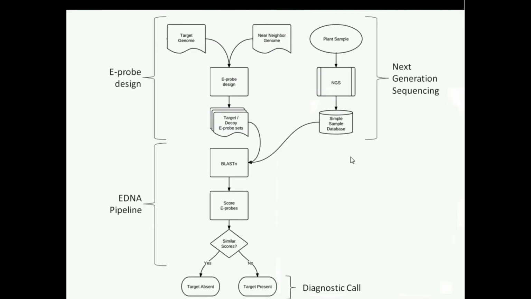So once you have your E-probe design down, you have your target and your decoy E-probe sets. You have your sample database, your sequencing data set. You then BLAST your target and decoys against the sequencing data set. You score them, and then you check to see if the target scores and the decoy scores are similar. If they are similar, we can say that the target or the pathogen is absent. If the target scores are significantly higher, then you can call the target being present, or the pathogen is present.